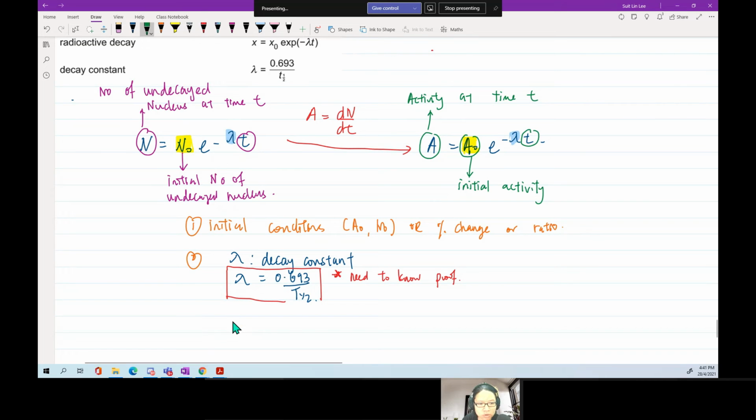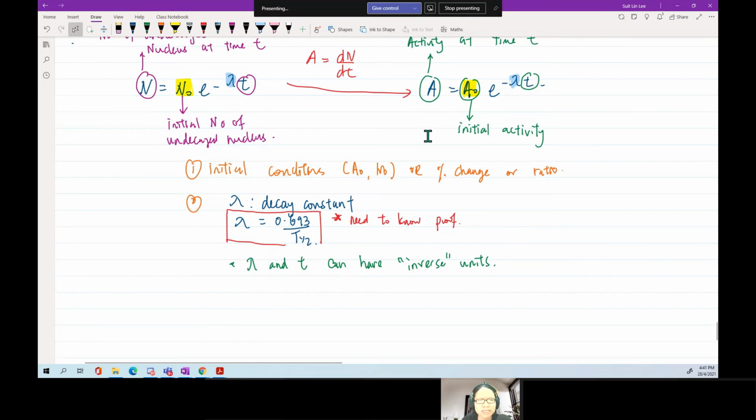Okay, so a side note about lambda and t. Lambda and t can have what I like to call inverse units. What does that mean? Well, you see, your e to the power of negative lambda t, maybe your half-life is 2 days. So you go 0.693 divided by 2 days. Can. If your time t, let's say, is 10 days, then can. Days and days, 1 over day, multiply by day, the day and day, bye-bye. No more days. No more days to paper 4. Bye-bye. Okay, so days can cancel, then can.